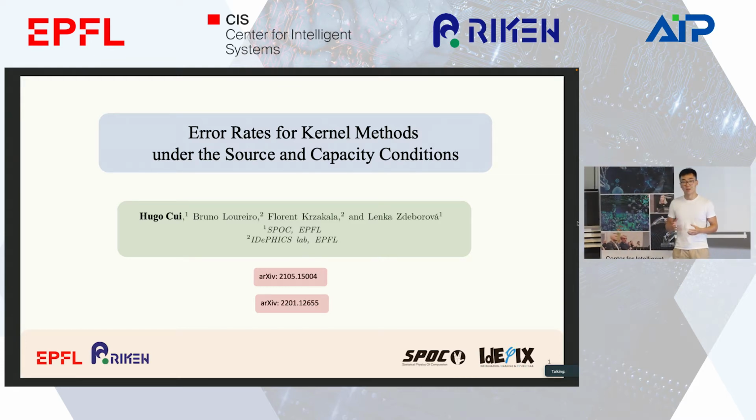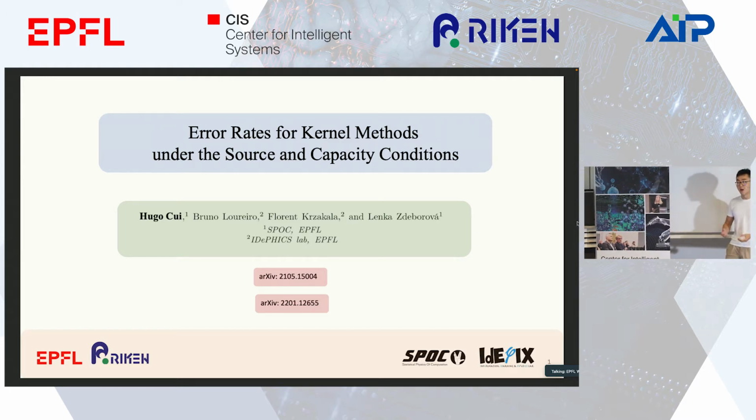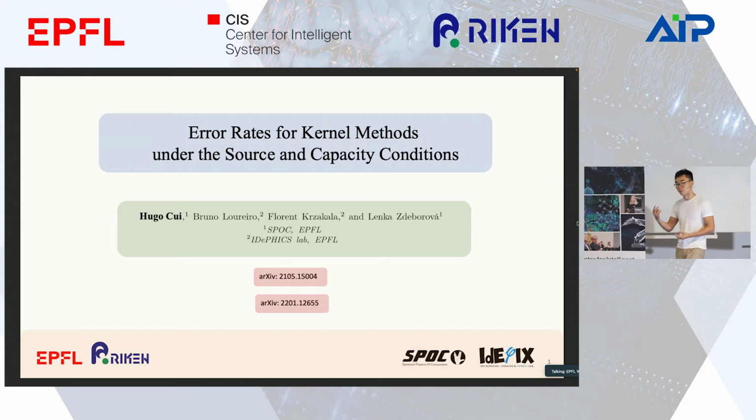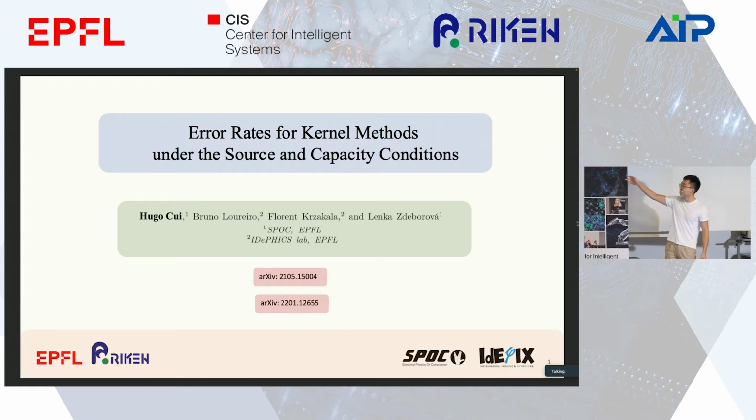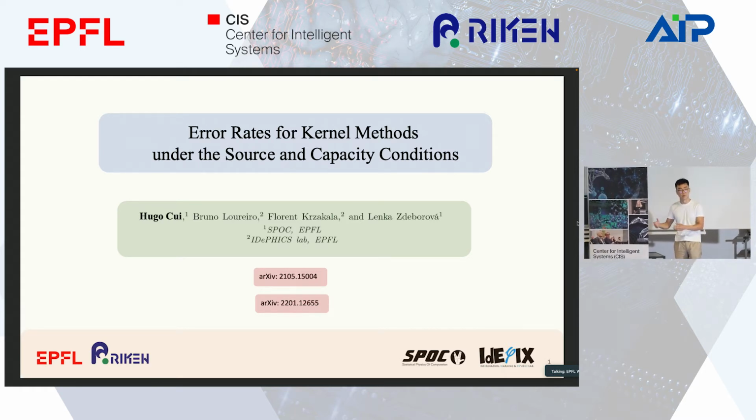So today I'll be telling you essentially how the generalization ability of kernel methods largely depends on two numbers which characterize your dataset, and I'll tell you more about that in a couple of slides. And first, these are the two references of the papers this talk is based on.